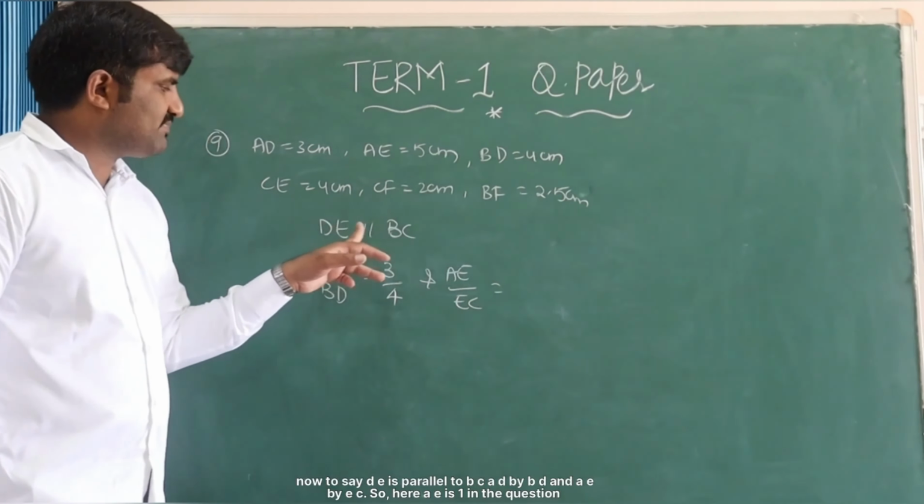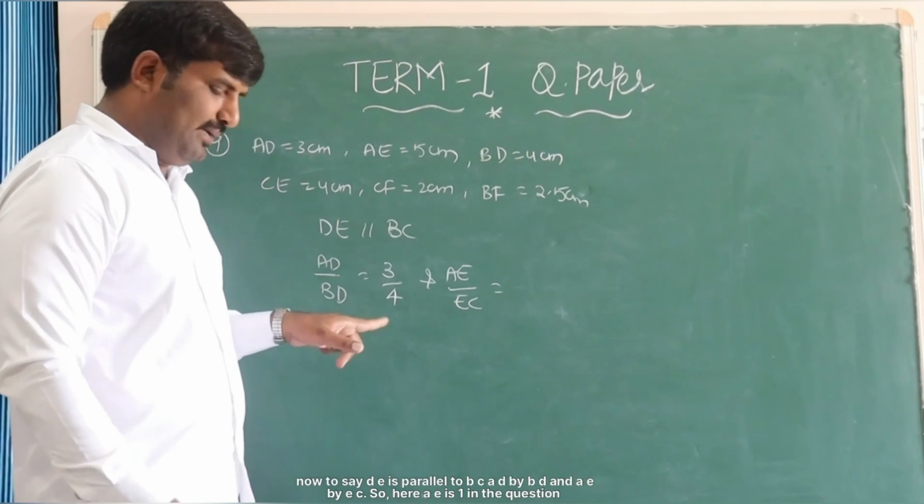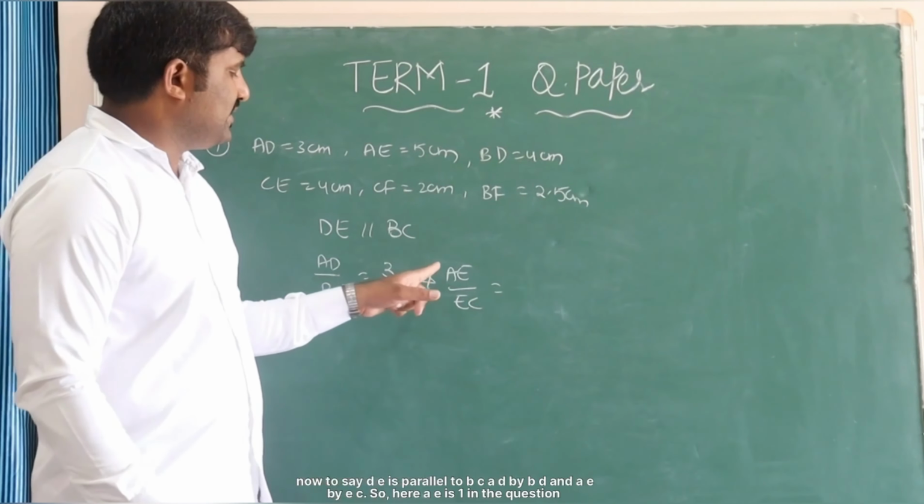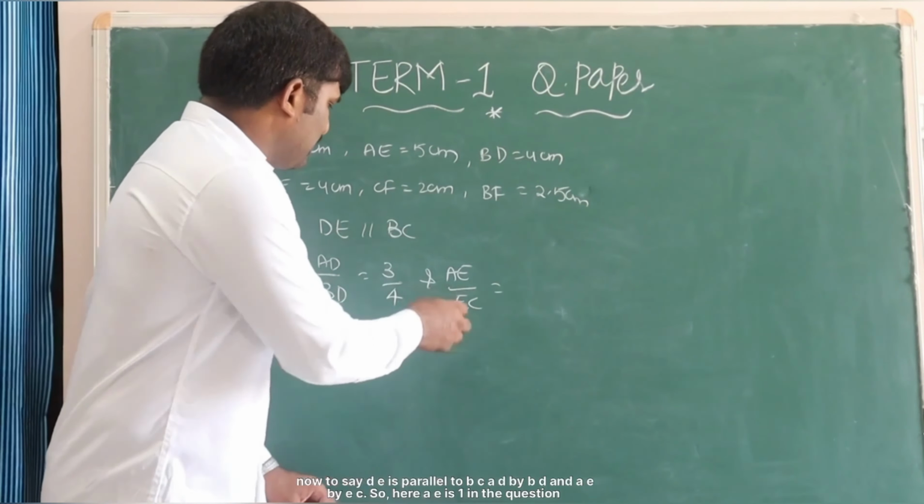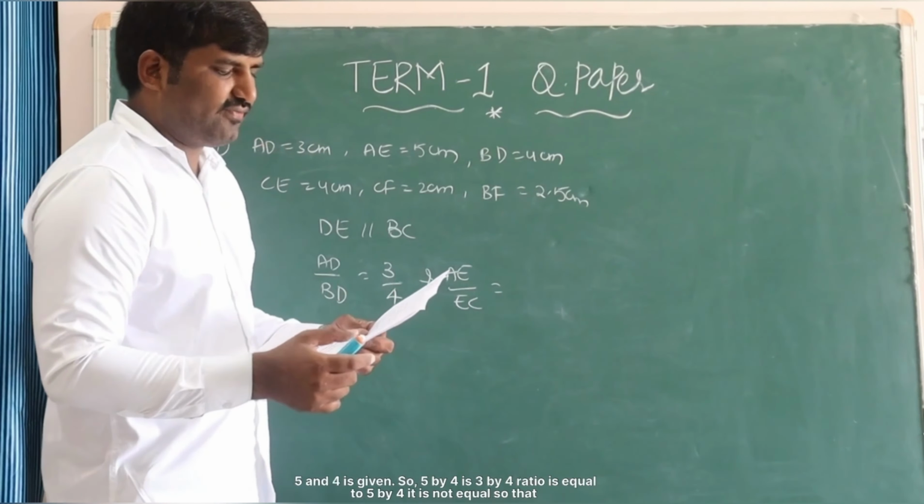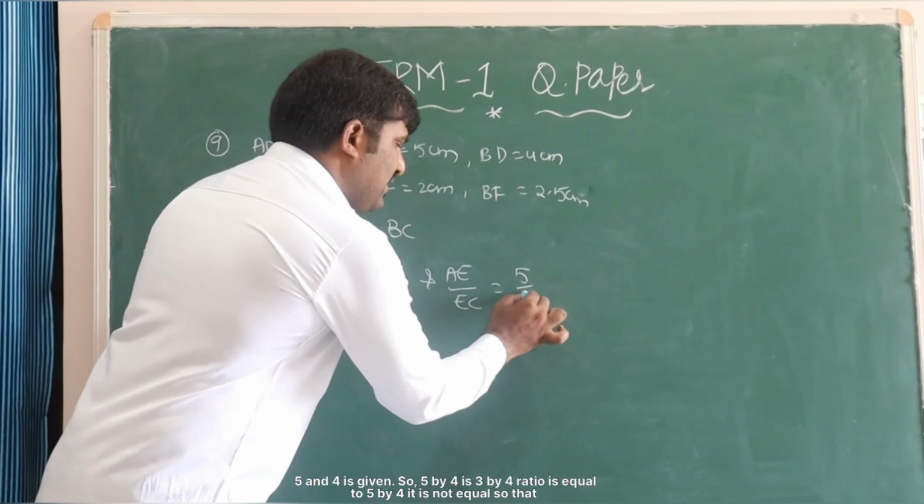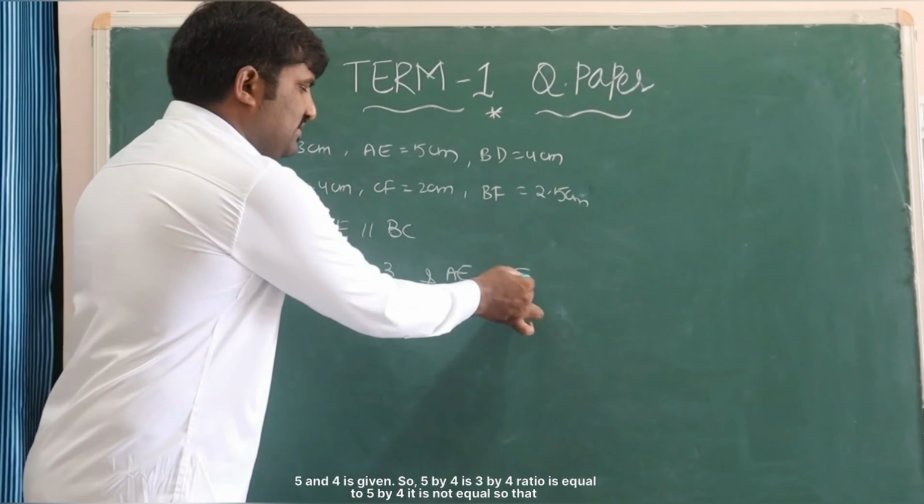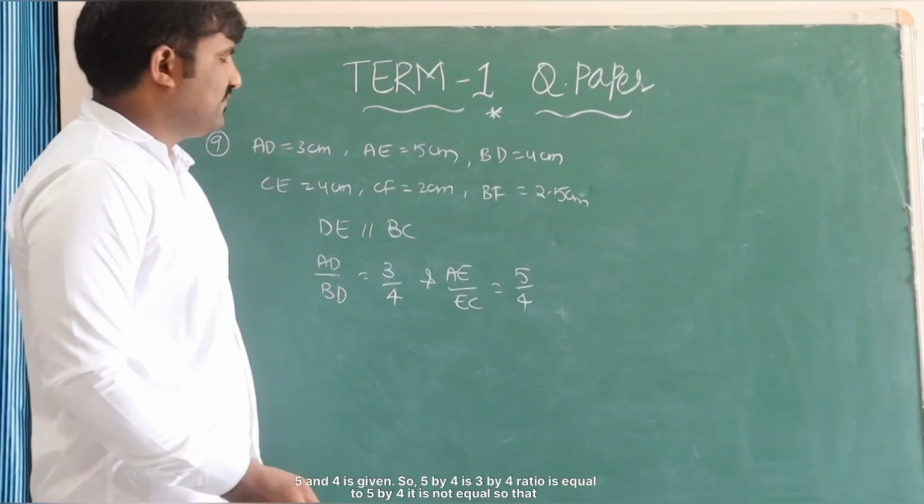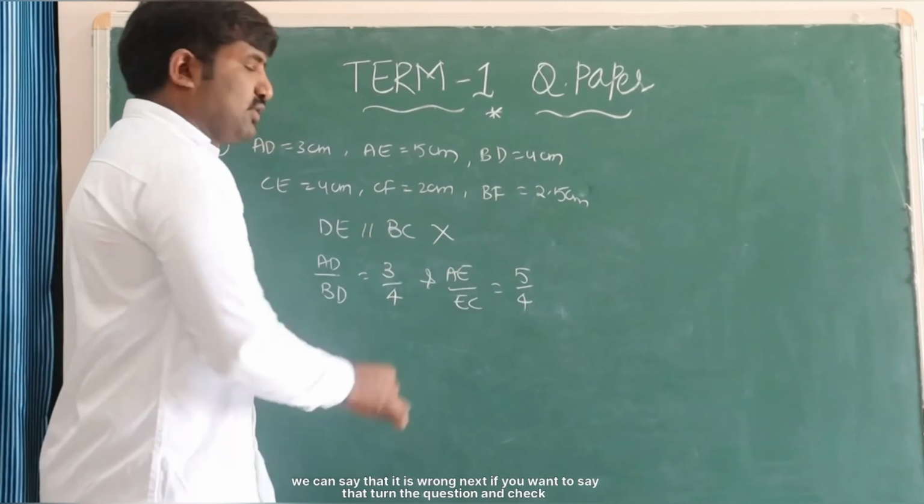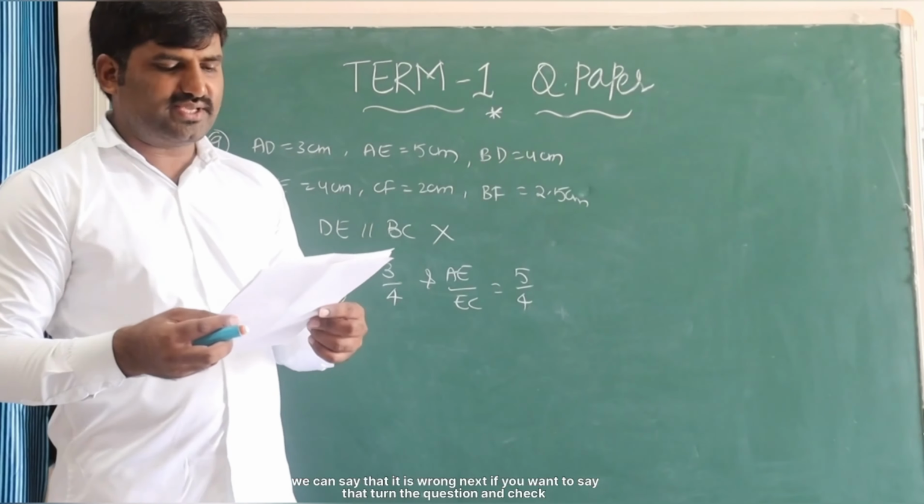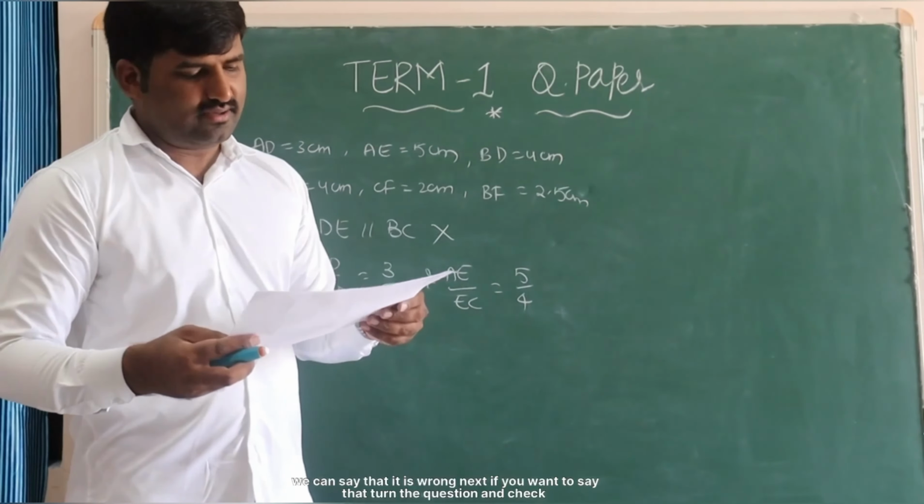Now to say DE is parallel to BC, we compare AD by BD and AE by EC. Here AE is 5 and EC is 4, so 5 by 4. Is the ratio 3 by 4 equal to 5 by 4? It's not equal, so we can say that this option is wrong. Next, let's check the next option.